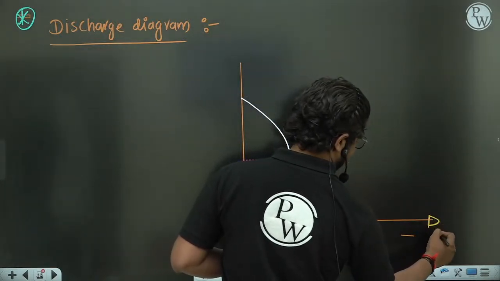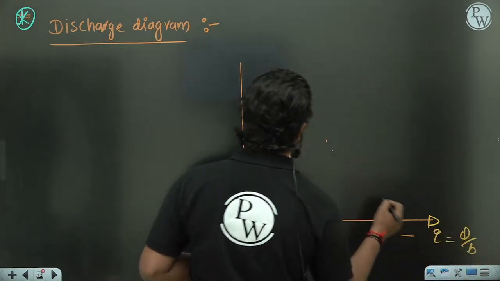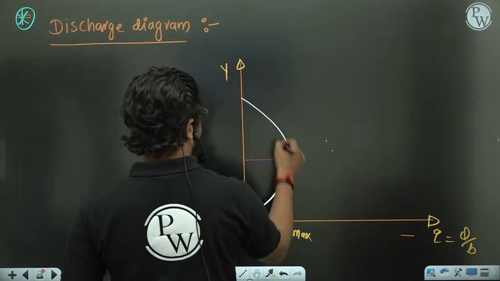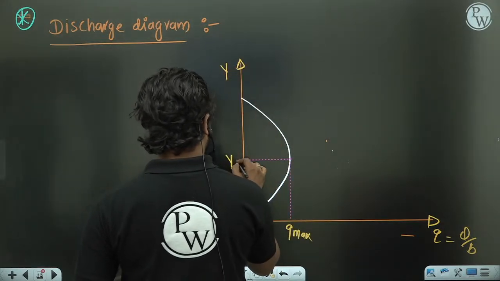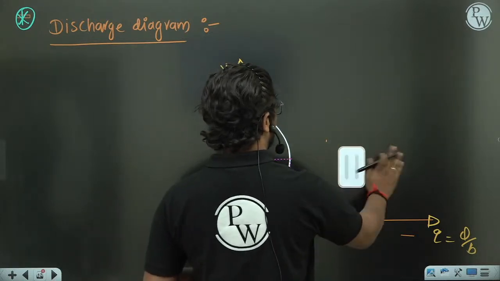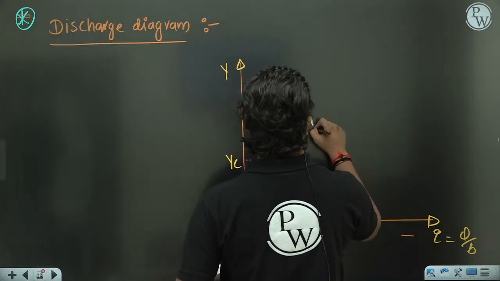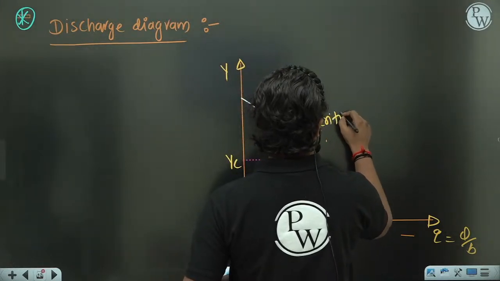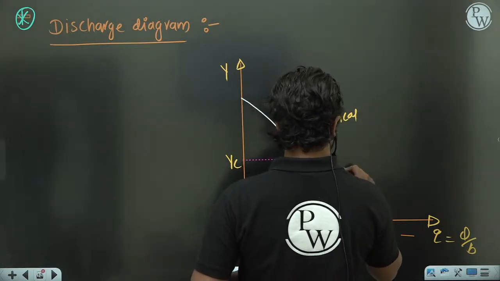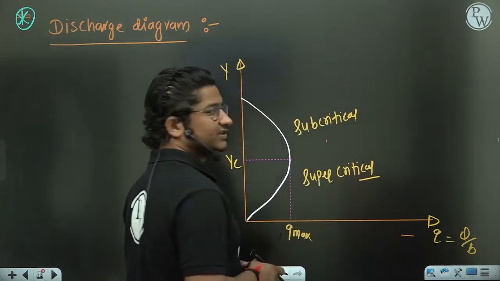In the x-axis we have small q, which is actually capital Q by B, discharge per unit width, and this is depth. So at critical depth you are getting maximum discharge. Here also an upper limb and a lower limb will be there. The upper limb is for subcritical, because depth is more than the critical depth, and this is for supercritical. Rest of the thing is same, nothing to discuss about.